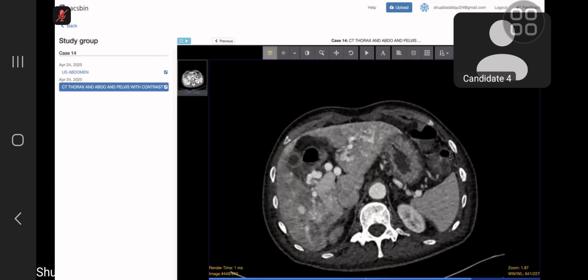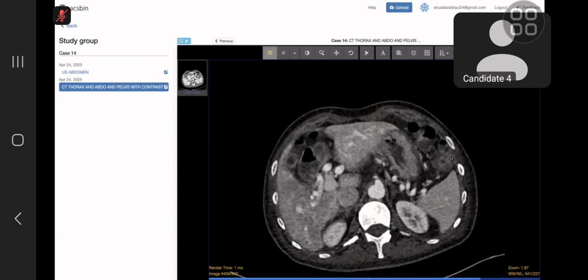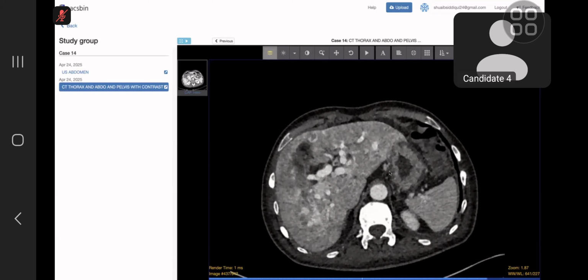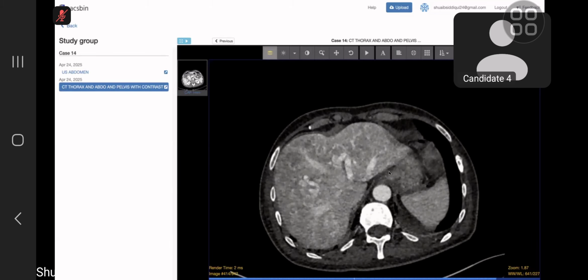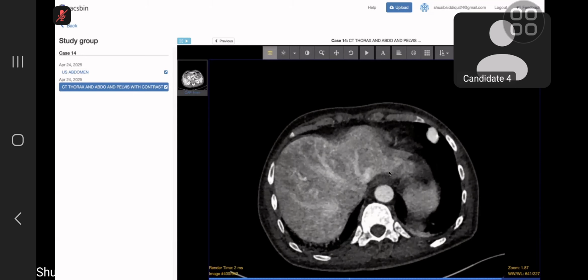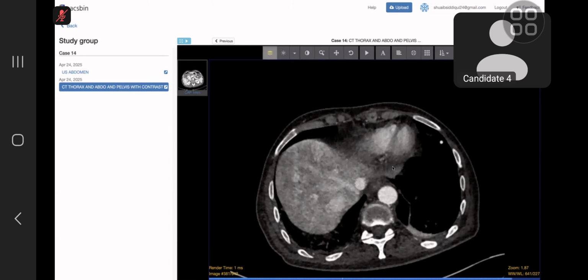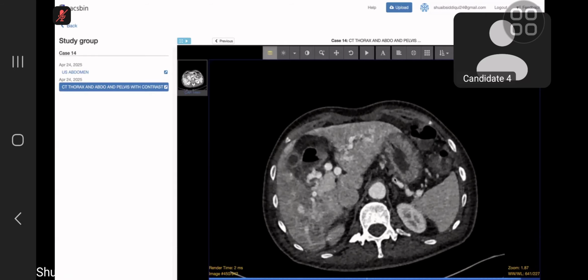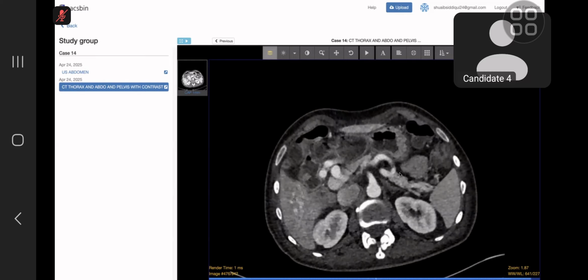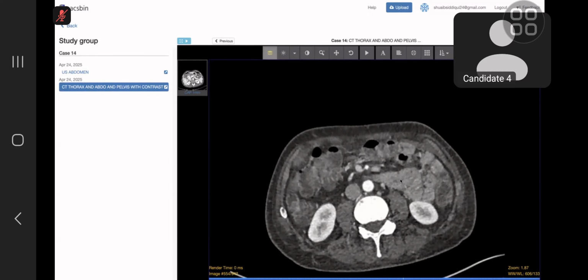So I'm suspecting there is a vascular abnormality in the liver. It could be some vascular disease like HHT, hereditary hemorrhagic telangiectasia. One possibility is that another thing can be some arteriovenous malformation, but this is a diffuse involvement. So my first diagnosis is HHT.